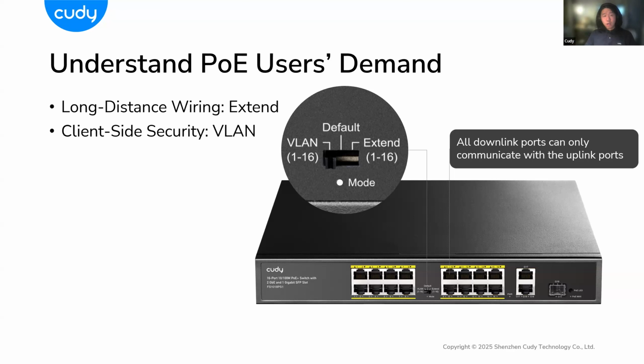So that's the VLAN features. By turning it on, all the downlink ports are segregated.